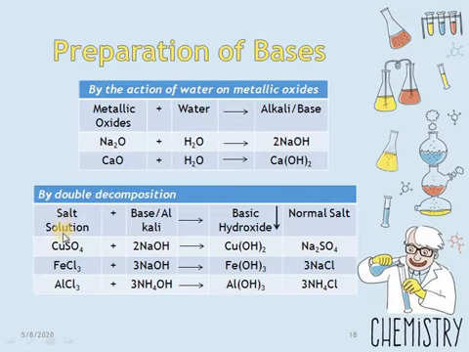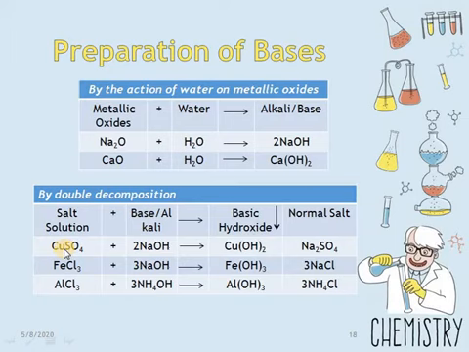Next is by double decomposition. So you have a salt solution plus base or alkali to give the precipitation of basic hydroxide and the normal salt. Normal salt, you know, is the salt which does not contain any hydrogen after reacting with acid and base. This you had already gone through in the acid chapter.